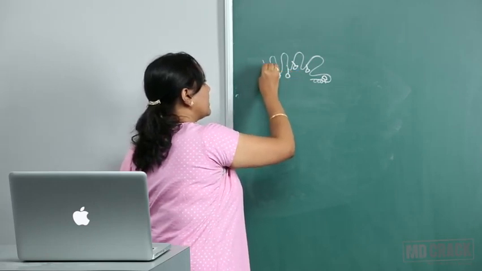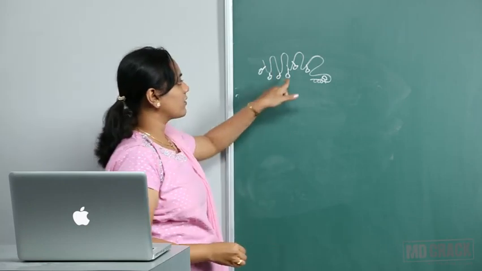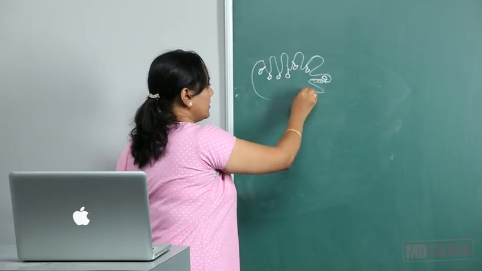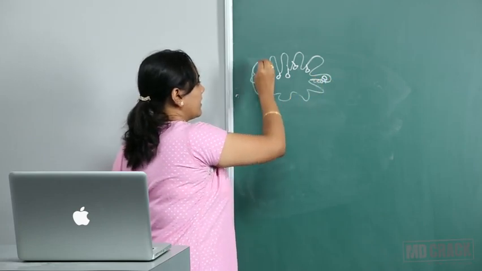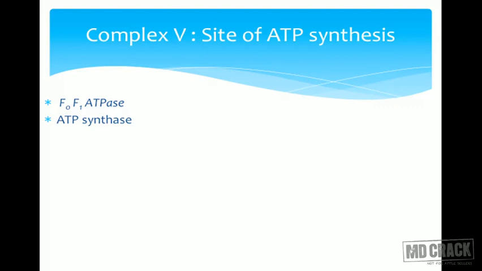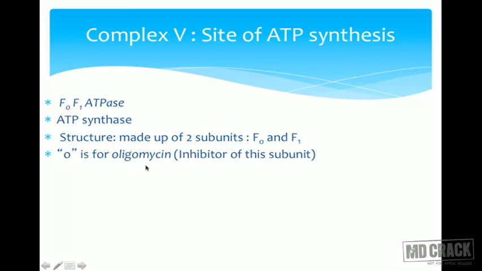In these cristae, complex 5 is located in the inner mitochondrial membrane and it is shown like this. This is the inner mitochondrial membrane. It goes on, as you can see. So these are arranged in the cristae. This is called FOF1 ATPase or ATP synthase. It is made up of 2 subunits, FO and F1. O is for oligomycin. Please note that it is not F zero, F1. It is FO and F1. Why O? O is for oligomycin, which is an inhibitor of this subunit. It has 2 subunits, FO and F1.